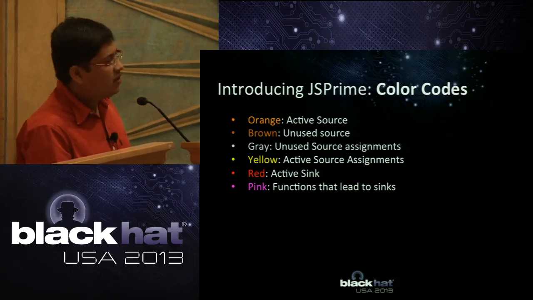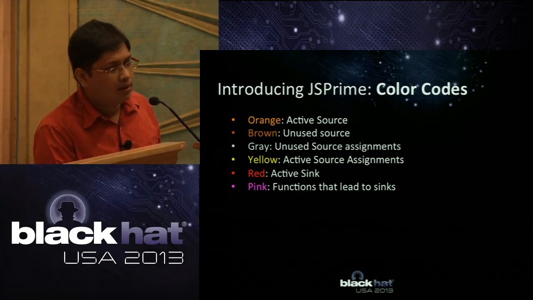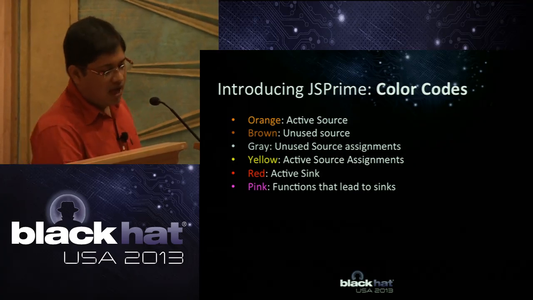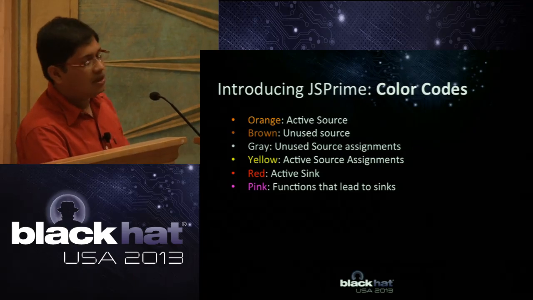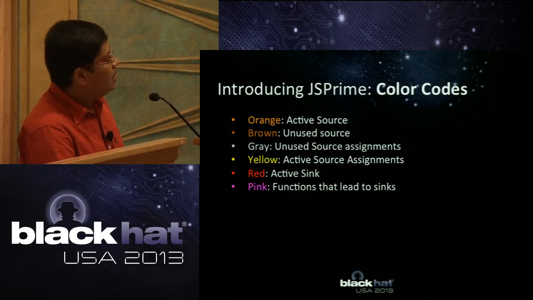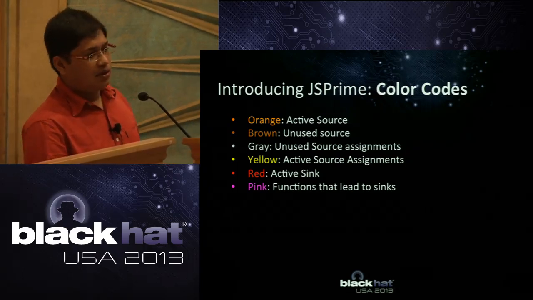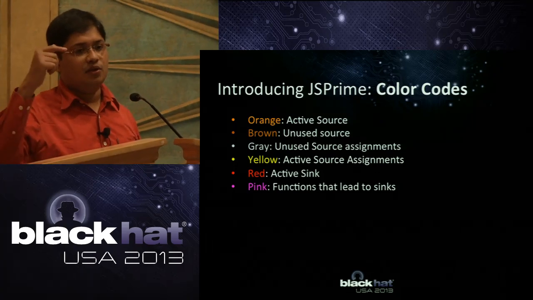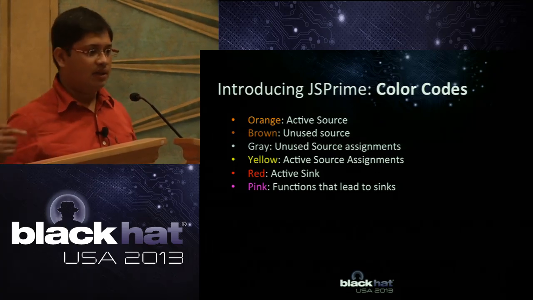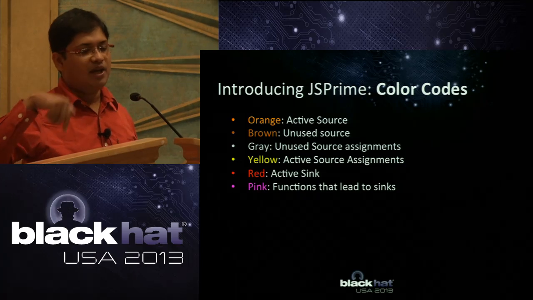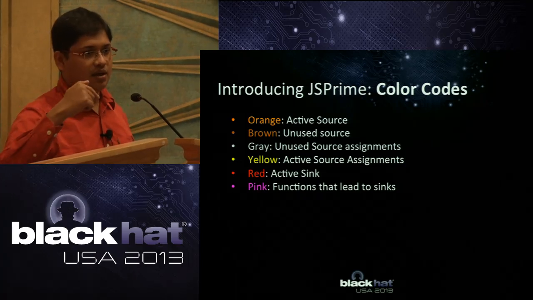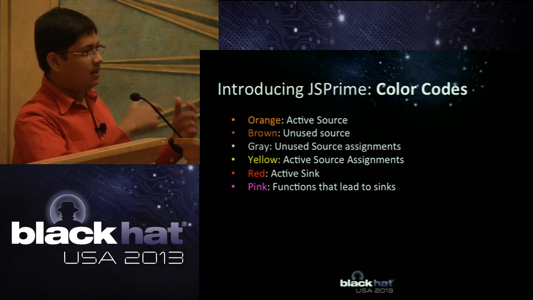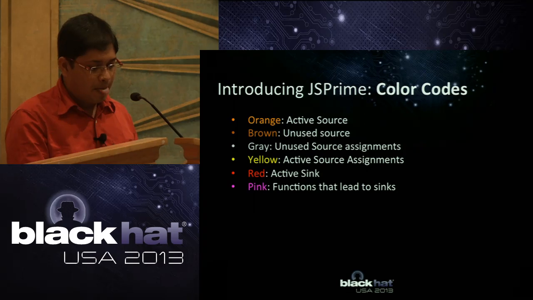Okay, so these are some of the color codes that we are using in the report. So we have an orange color. I'll just give you a demo, so this will make more sense then. But just for a heads up, the orange color is an active source. So if we figure out that there is a source which is reaching a sink, and it is making up a pair for creating an XSS or say code execution, we mark that source line in orange color.